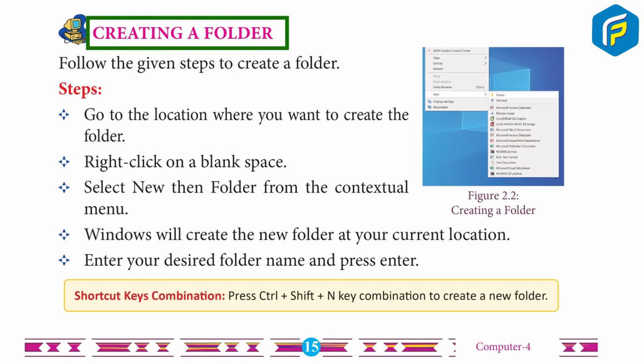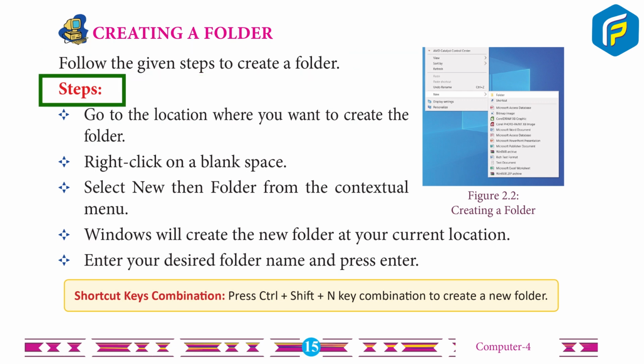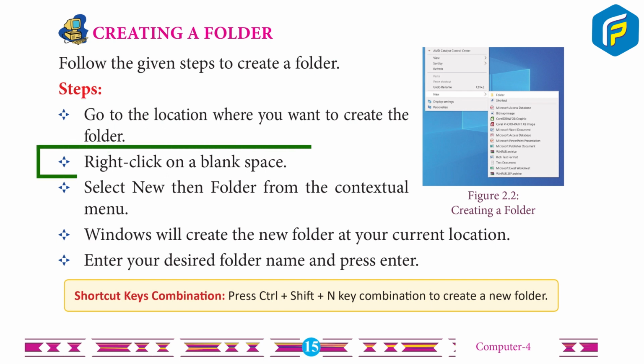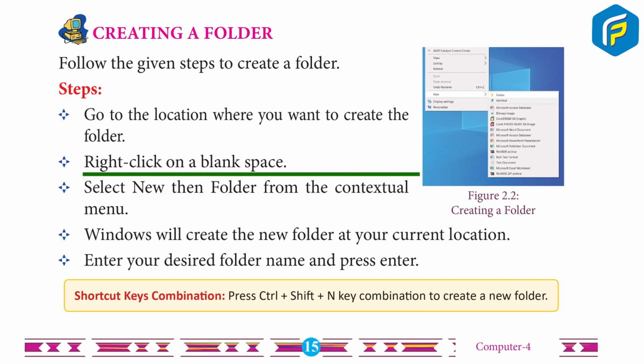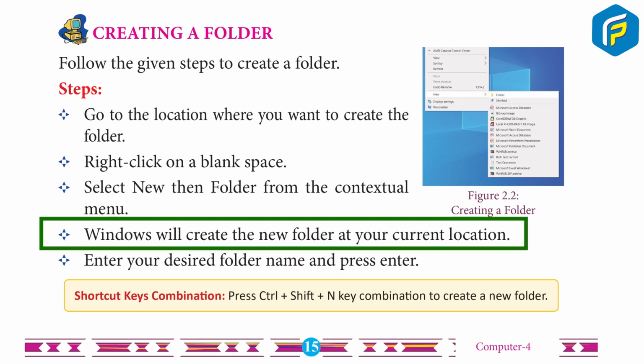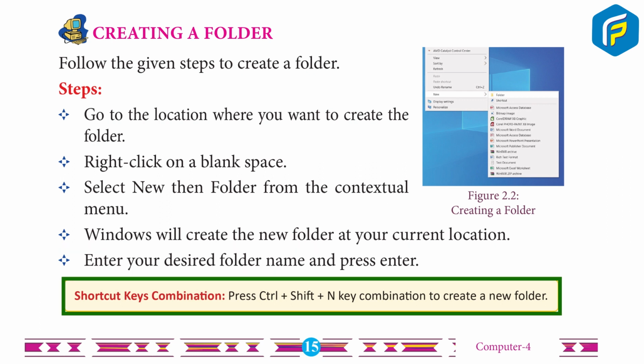Creating a folder. Follow the given steps to create a folder. Steps. Go to the location where you want to create the folder. Right-click on a blank space. Select New and then Folder from the contextual menu. Windows will create the new folder at your current location. Enter your desired folder name and press Enter. Shortcut keys combination. Press Ctrl Shift N key combination to create a new folder.